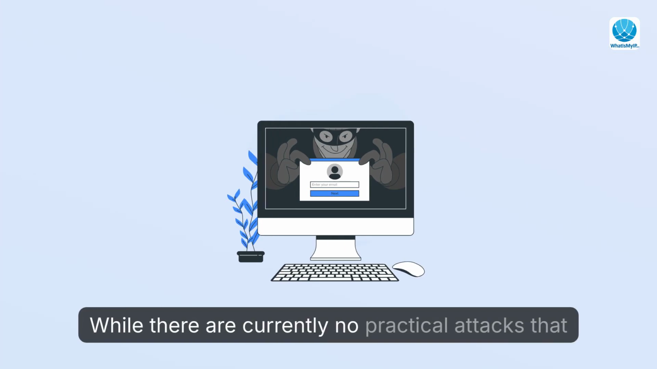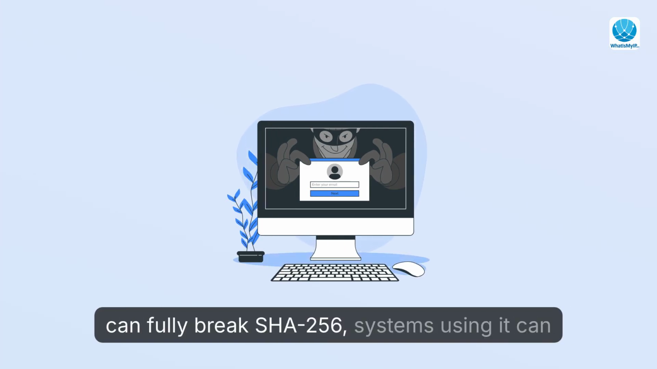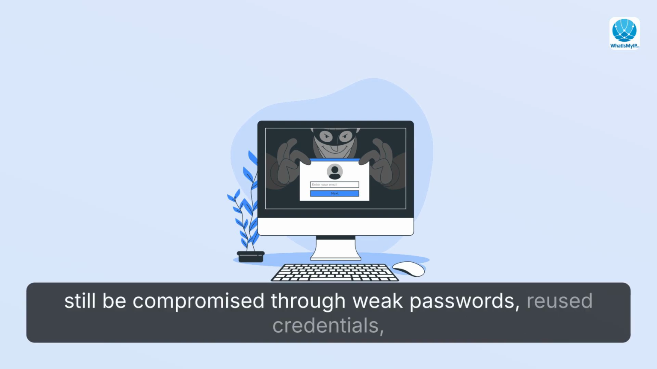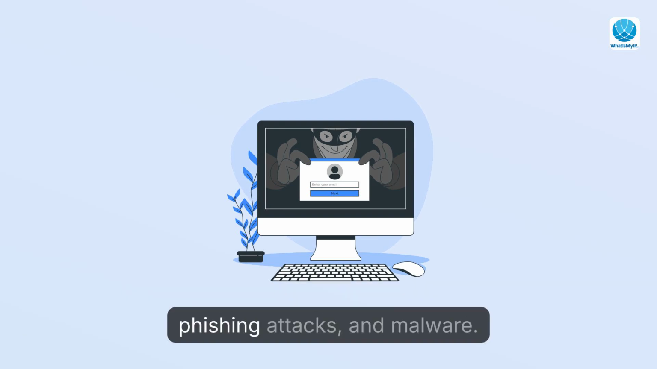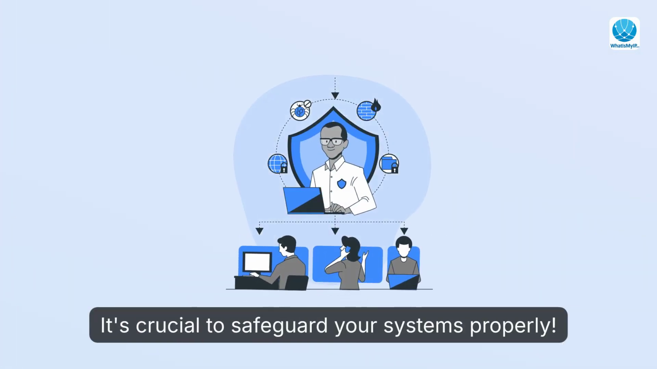While there are currently no practical attacks that can fully break SHA-256, systems using it can still be compromised through weak passwords, reused credentials, phishing attacks, and malware. It's crucial to safeguard your systems properly.